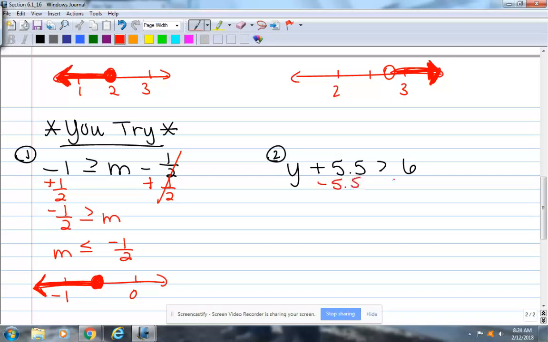Minus 5.5. So y is greater than what? A half, or 0.5. Since they told me decimals, I can use decimals. And where is 0.5? Exactly between 0 and 1. And open circle or closed? And where do I shade for greater than?